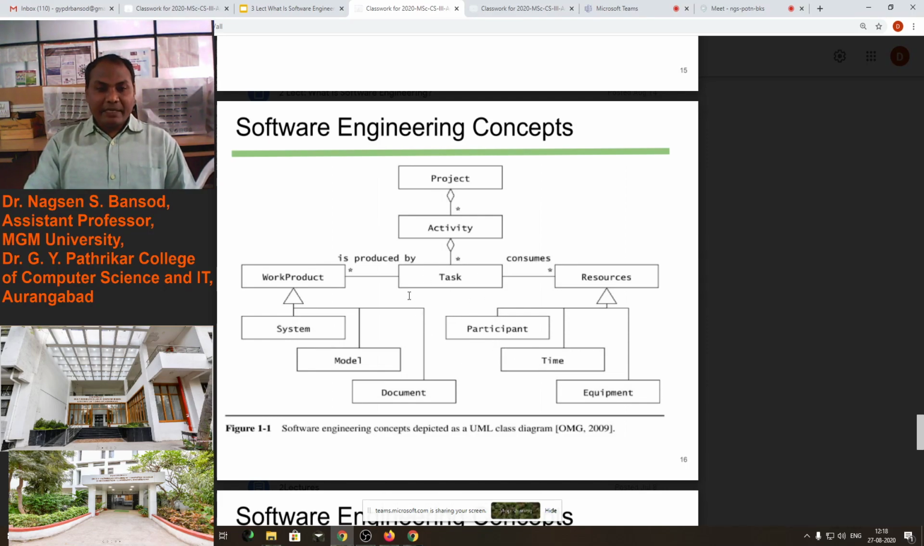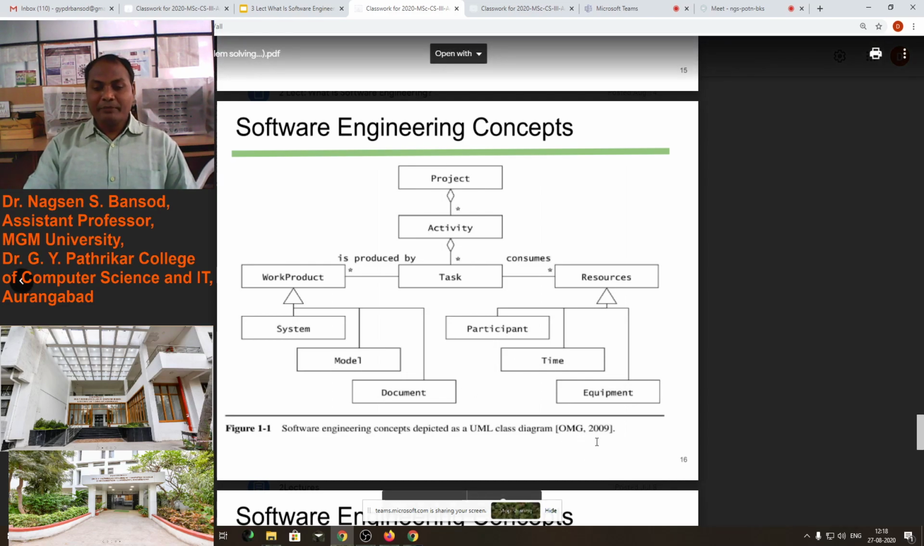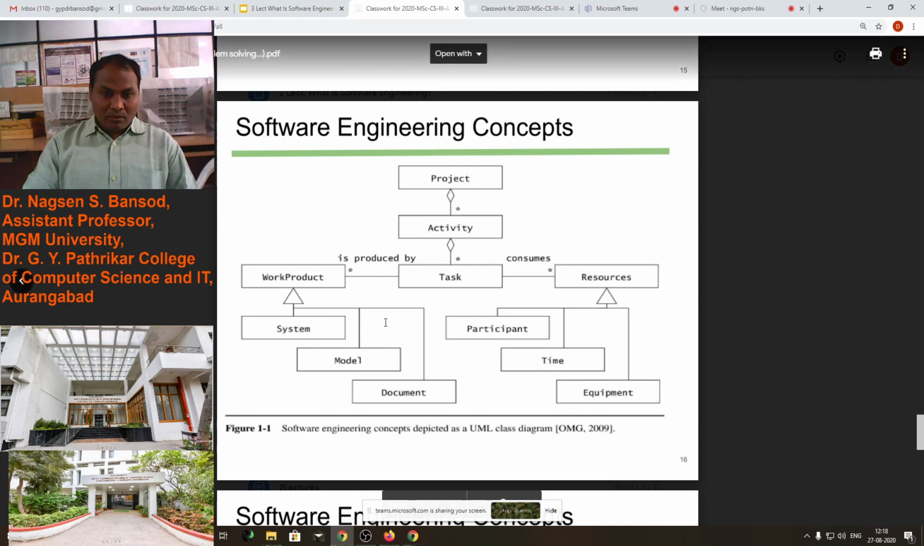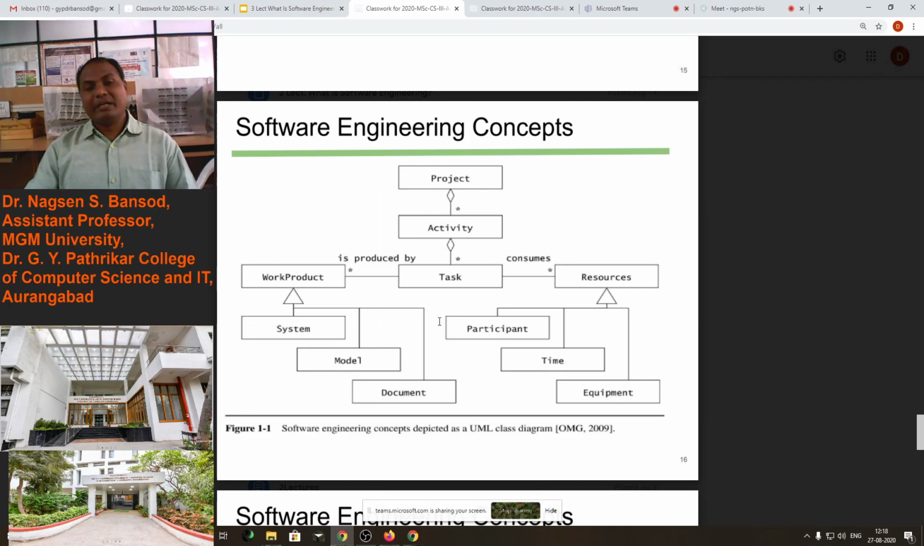Now you see this diagram. This diagram is a UML diagram, which is given in the book of OMG, published in 2009. We have to create such a diagram during our project development. This is a different language, the unified modeling language. We can create this diagram by taking the information from the client.